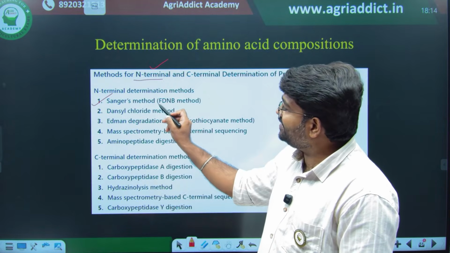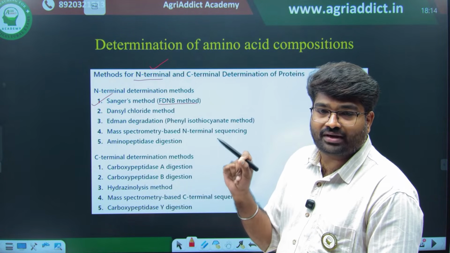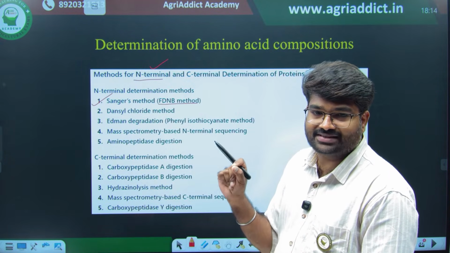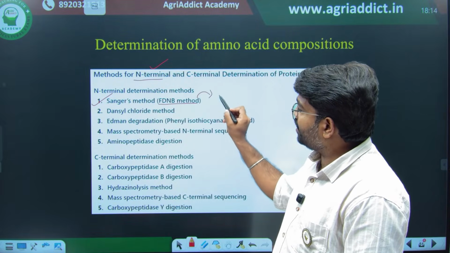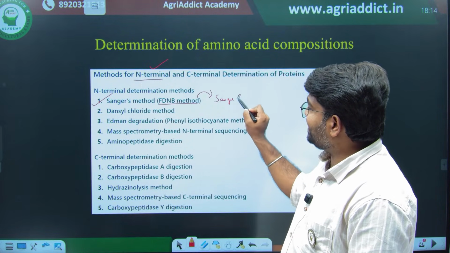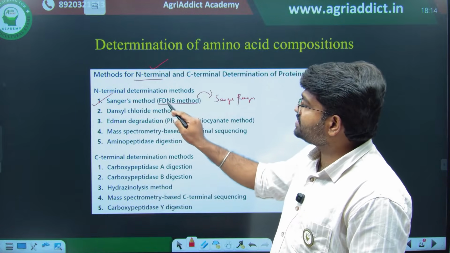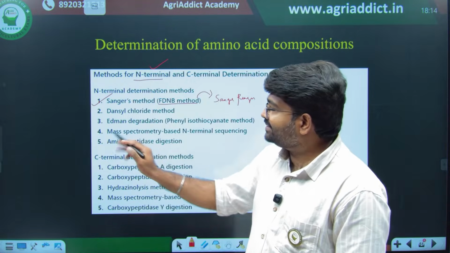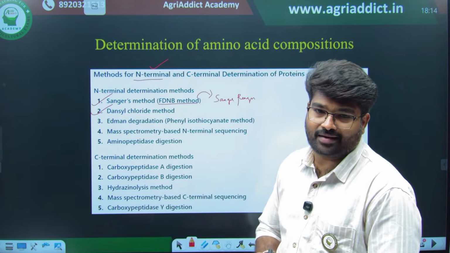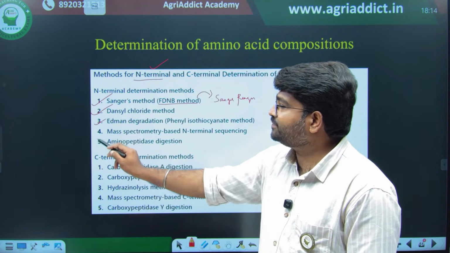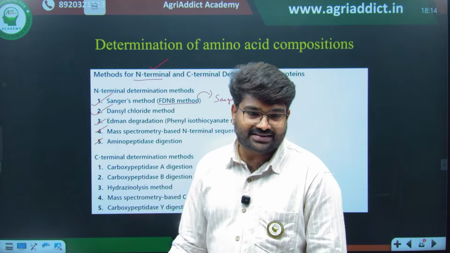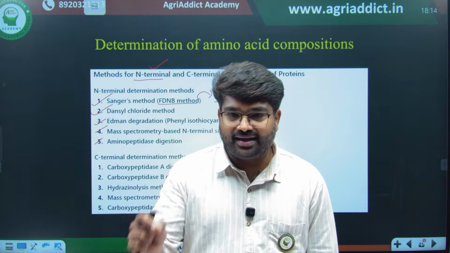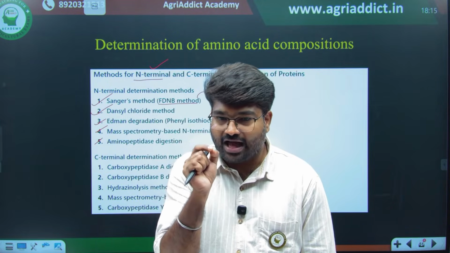Here they will use fluorodinitrobenzene. That reagent we can call Sanger reagent. Sanger reagent means 2,4-fluorodinitrobenzene. Then another most important method is Dansyl chloride method. Then Edman degradation, mass spectroscopy and aminopeptidase digestion. These are the different methods used for determining the N-terminal amino acid of a protein.